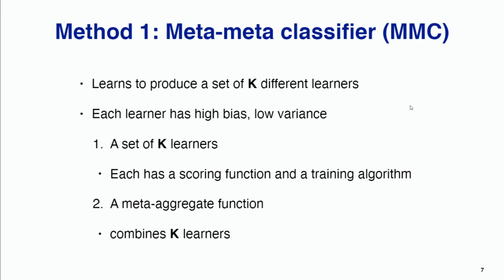Our method learns to produce a set of k different learners. Each learner has high bias and low variance. Also, each of them has a scoring function and its own training algorithm. Then a meta aggregate function sits on top of these k learners, combines all of them and then produces a final outcome.